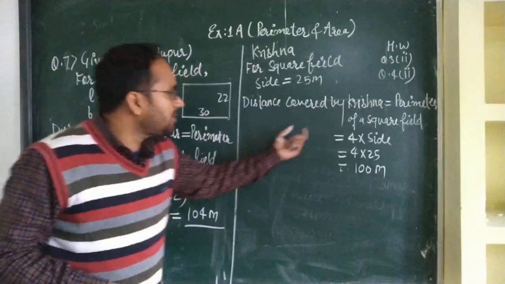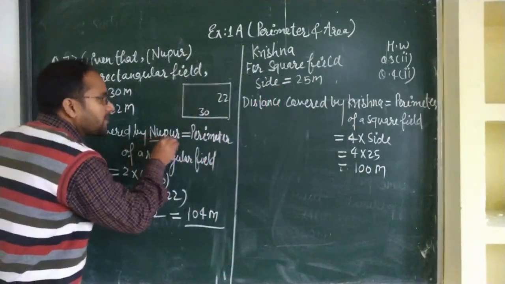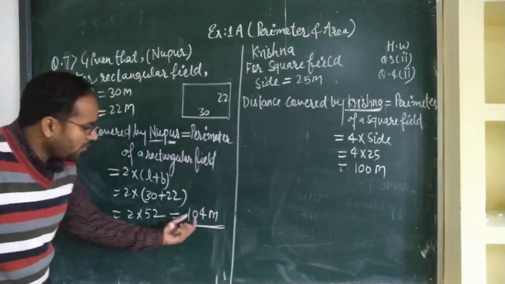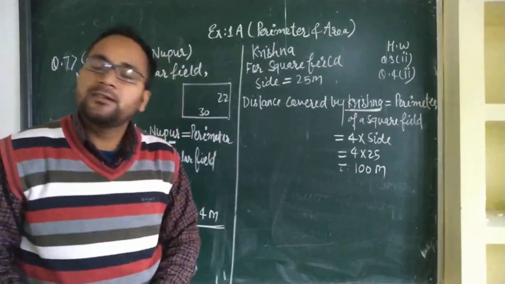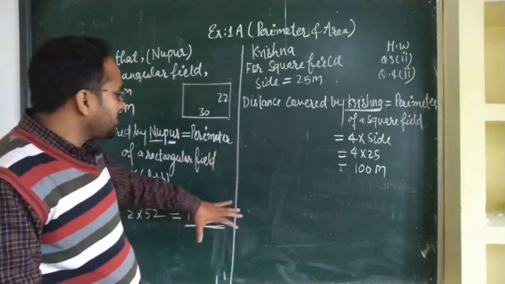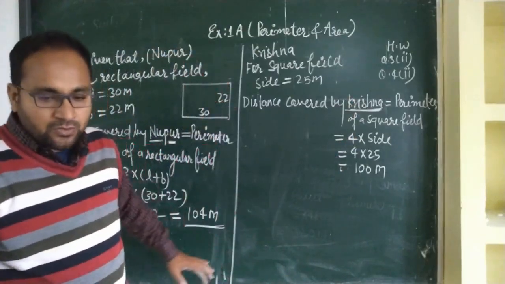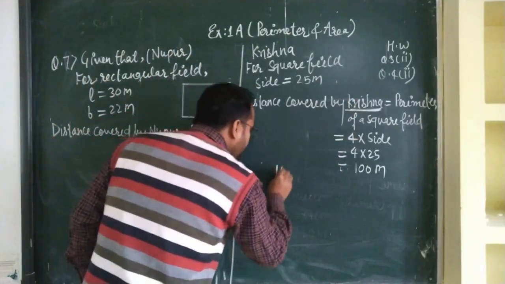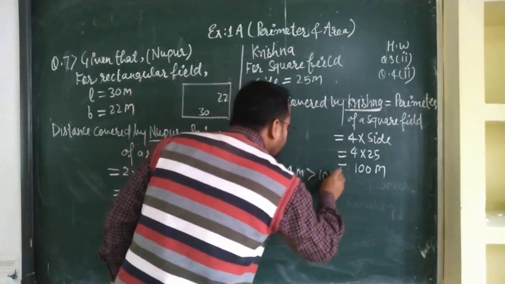So this is the distance covered by Krishna, that is 100 meter, and distance covered by Nupur is 104 meter. By seeing you can tell which one is greater. Nupur covers a greater distance than Krishna. So who covers a greater distance? By comparison, 104 meter is greater than 100 meter.